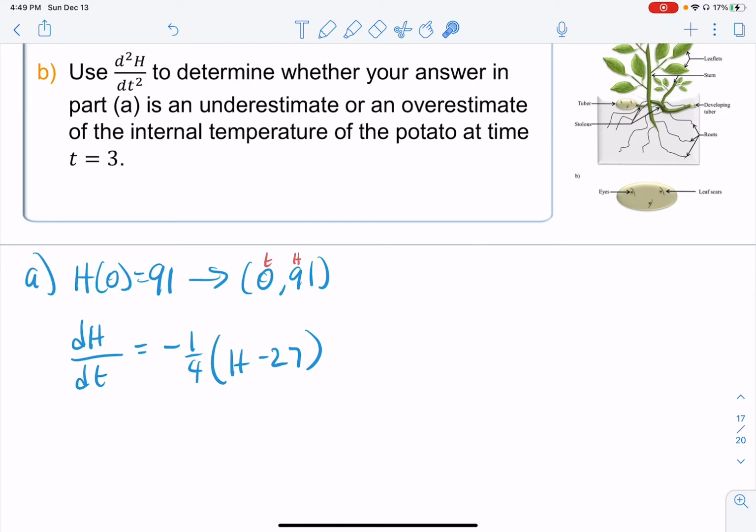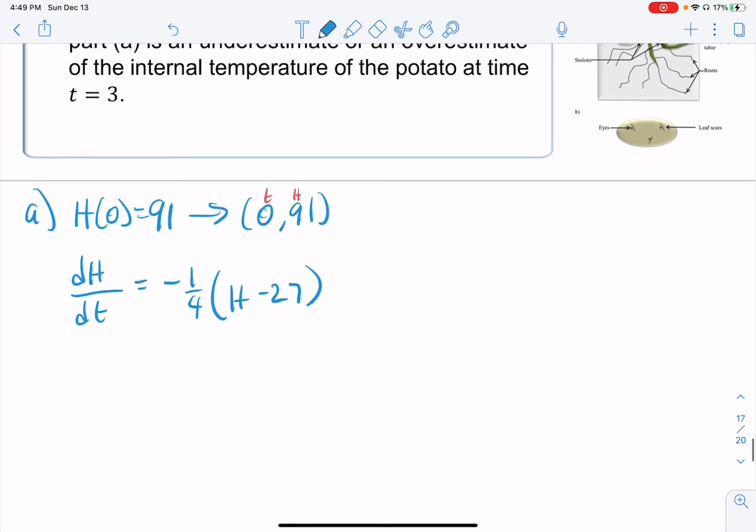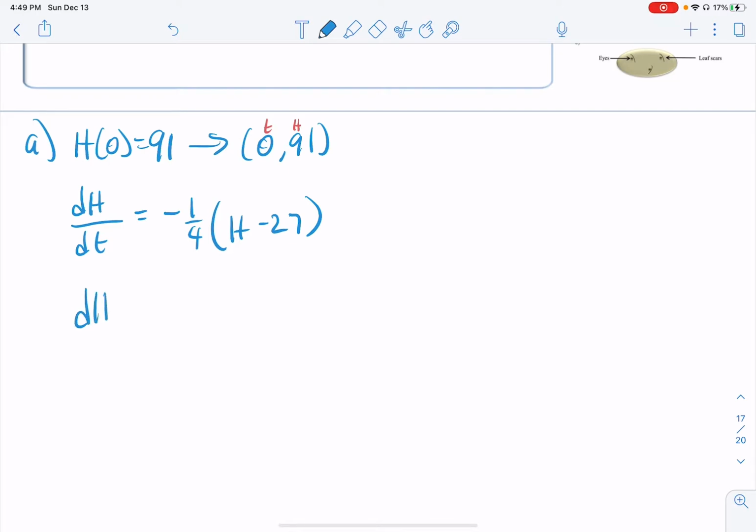Anyway, so we need to plug in our point, and our point is (0, 91). And as I said, there's no place to plug the 0 in. Doesn't even matter. We're just going to stick the 91 in here. So I will have dh/dt such that t is equal to 0. That's equal to negative 1/4 times 91 minus 27.